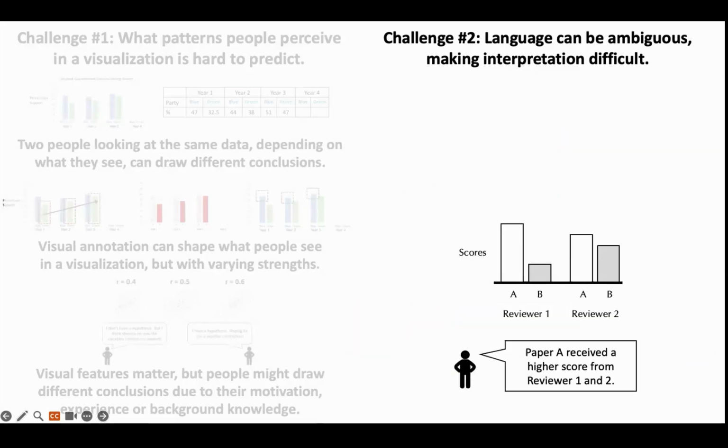And to give you a taste of what we did, here is a very simple visualization. It shows the score that two papers have received by two reviewers. There's paper A and paper B, reviewer 1 and reviewer 2. And one participant looking at this might say things like, paper A received a higher score from reviewer 1 and reviewer 2. So you can probably think of one way to interpret this.